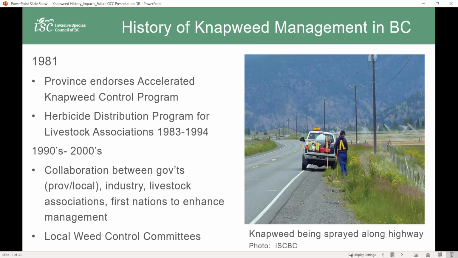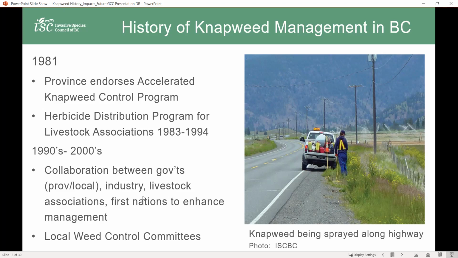In the 1990s and then up to 2000, the collaboration between government, both local and provincial, livestock industries, First Nations, went a long ways and started creating an enhanced management program. Around that time, there was lots of local weed control committees that were formed, typically known today as regional invasive species organizations. That reason being, some of the local governments did not take advantage of the incentive programs to become involved in a weed control function that were offered by the Ministry of Agriculture.